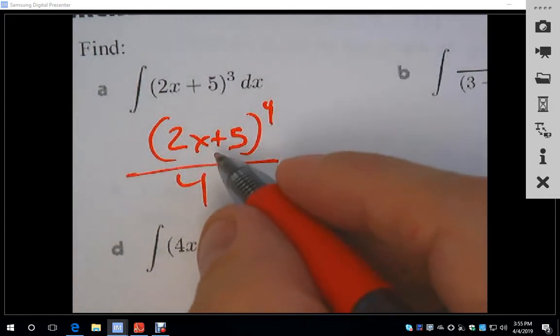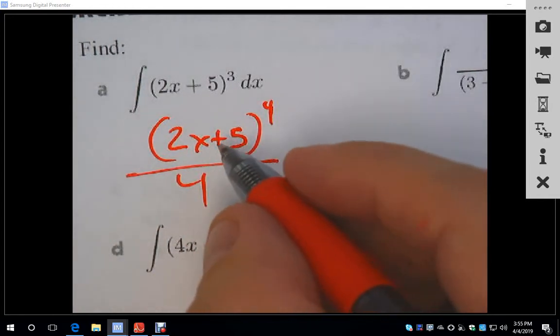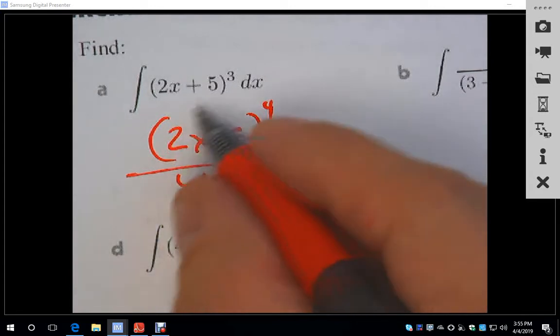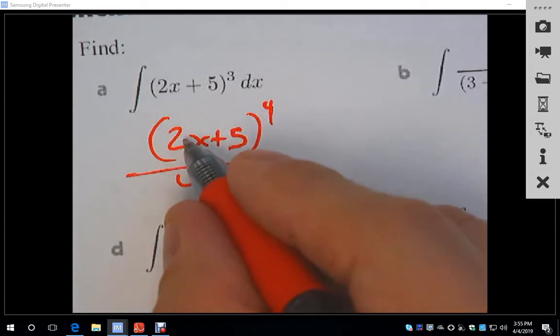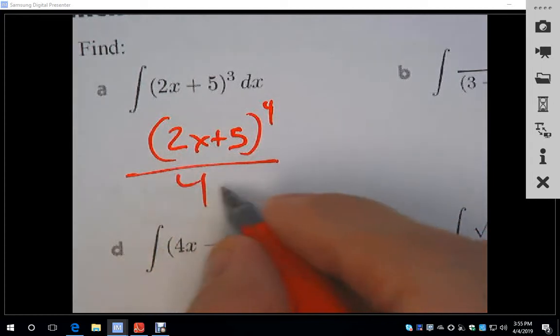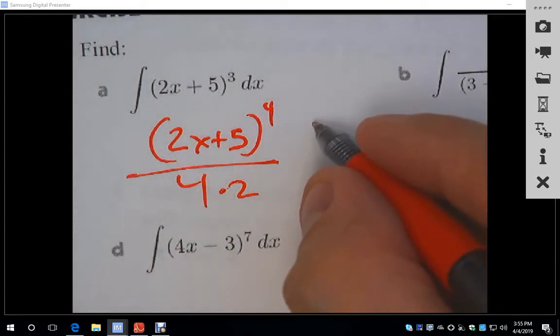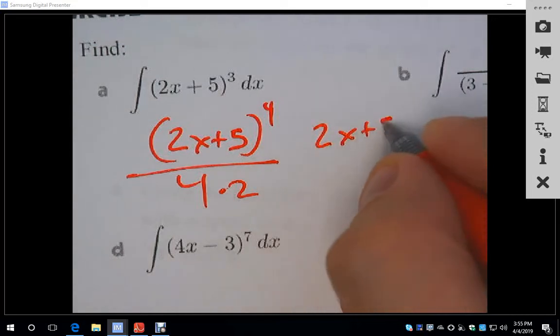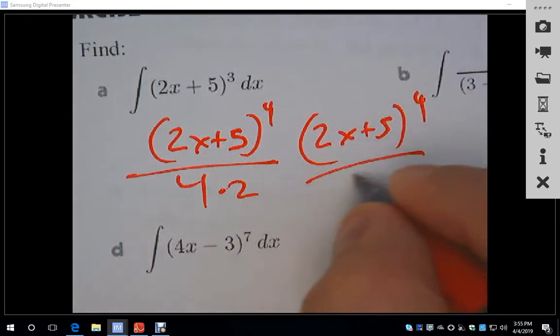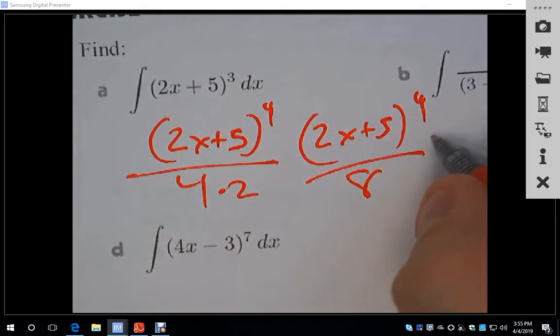But now I have to divide by the derivative of the inside function, which would be 2, so I'm going to divide by 2. That gives me 2x plus 5 to the power of 4 over 8, and we need to remember the plus c.